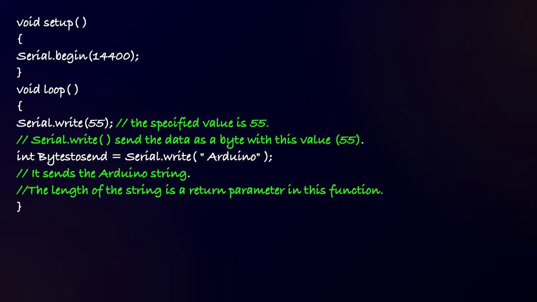Now what does this line mean? It sends the string Arduino. Arduino is basically a string. It sends this string, and the length of the string is the return value of this function. That's how we can write this code. I hope it is clear to everybody. It was an easy bit.